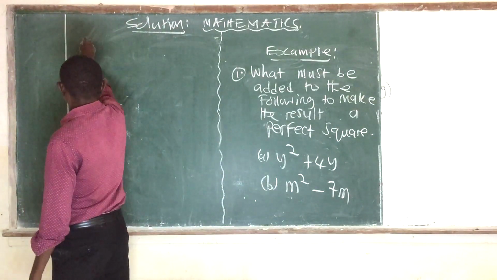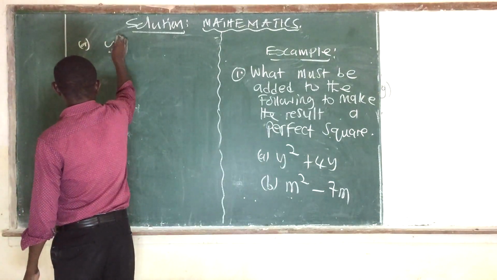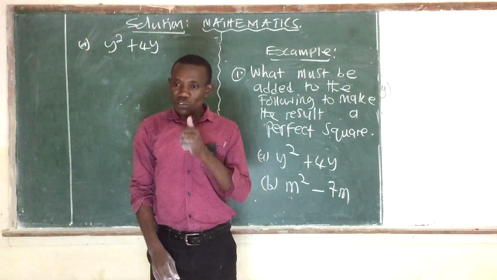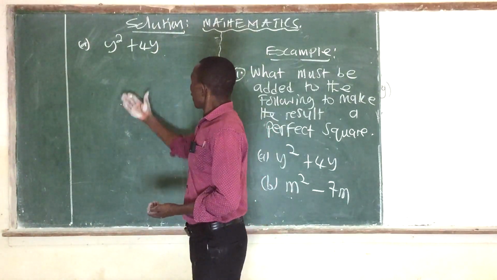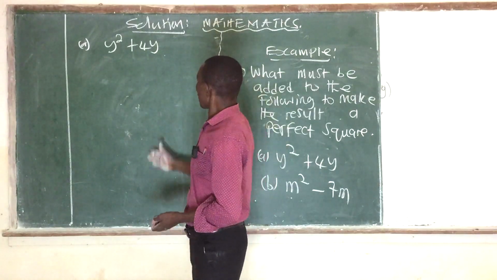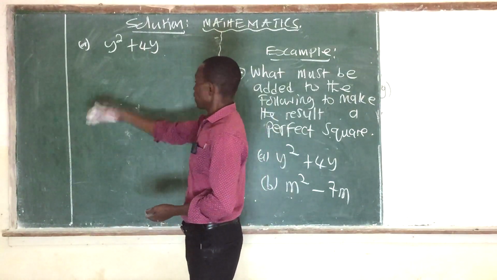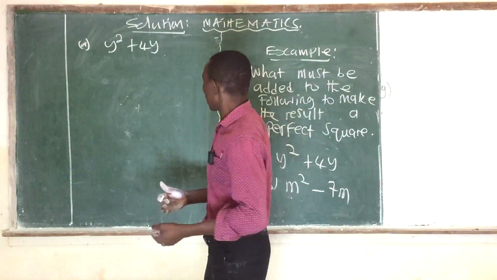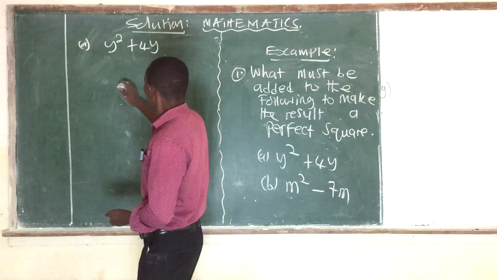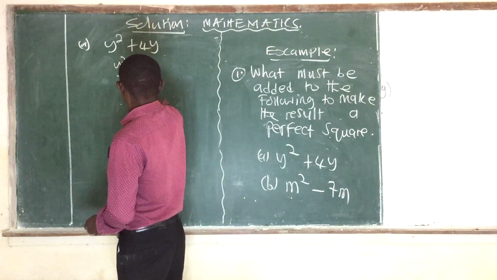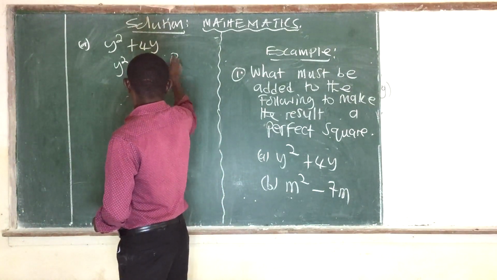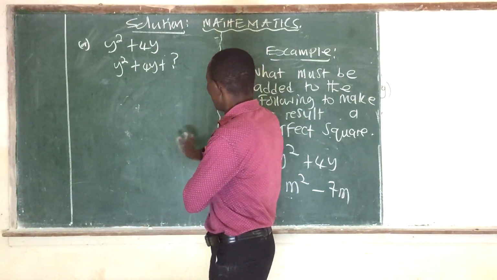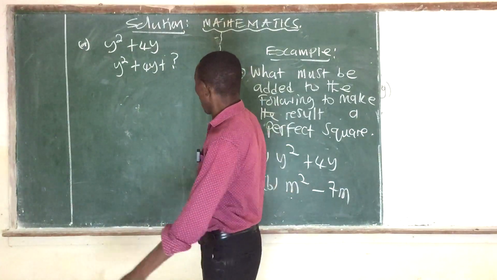Right, so here I've got example A, which is y squared plus 4y. The whole process is that this is lacking a term that can be added to it in order to make the result a perfect square. So mathematically, we are going to show that this is incomplete. We really need to have y squared plus 4y plus a question mark. What is there now on the question mark, so that the result should be a perfect square?